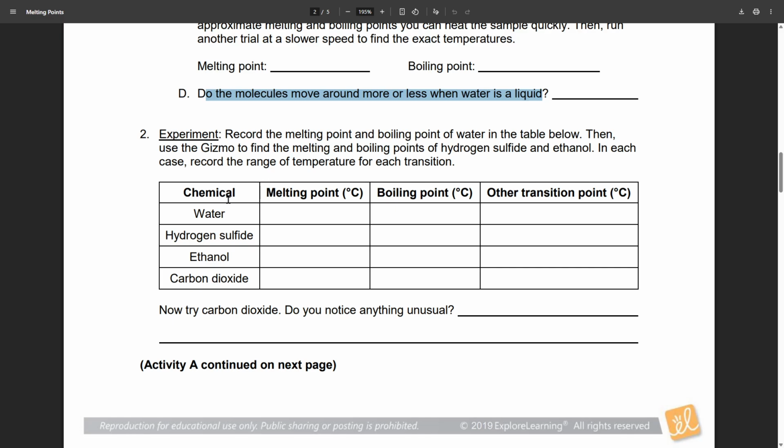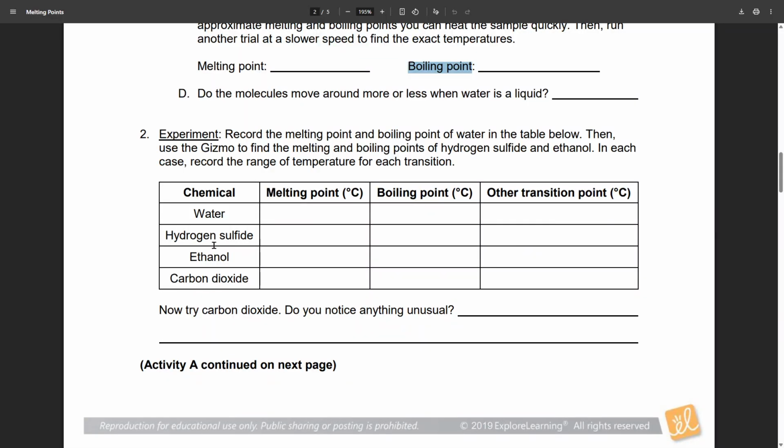What you're going to do in this table is change the substances from water to hydrogen sulfide, ethanol, and carbon dioxide. You already have this information. So you write the answer from melting point at 0 degrees right here. Because it already has degrees Celsius, you just have to write 0. And then the boiling point is at 100 degrees. Other transition points, if you see something else that occurs, make sure that you record it in other transition points.